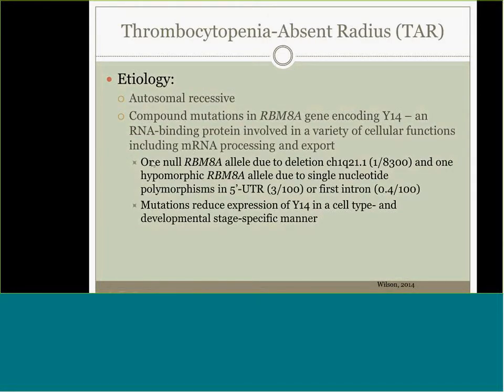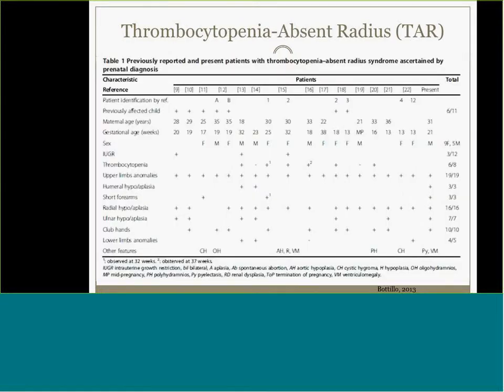It's an autosomal recessive disease that's typically due to compound mutations in the RBM8A gene. It's an RNA-binding protein involved in a variety of cellular functions. Usually you get one large microdeletion, chromosome 1q21.1, and that gets combined with a hypomorphic allele due to a single nucleotide polymorphism in the 5' untranslated region or in the first intron. And what you get is very, very diminished expression of this Y14 in a cell type and developmental stage specific manner, which is why it has such a variety of characteristic manifestations.